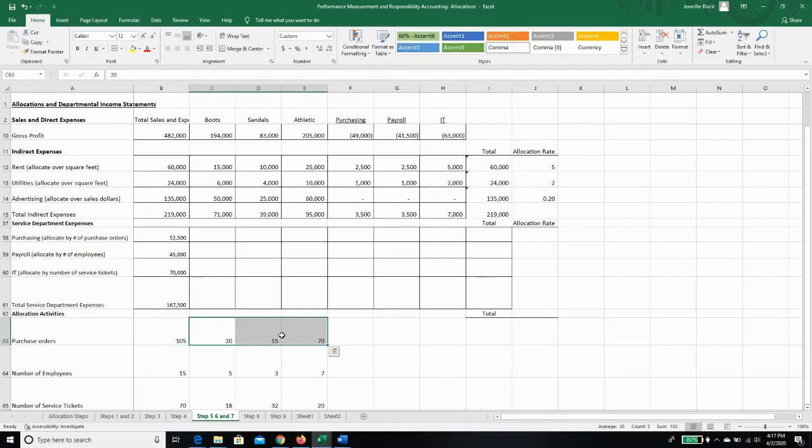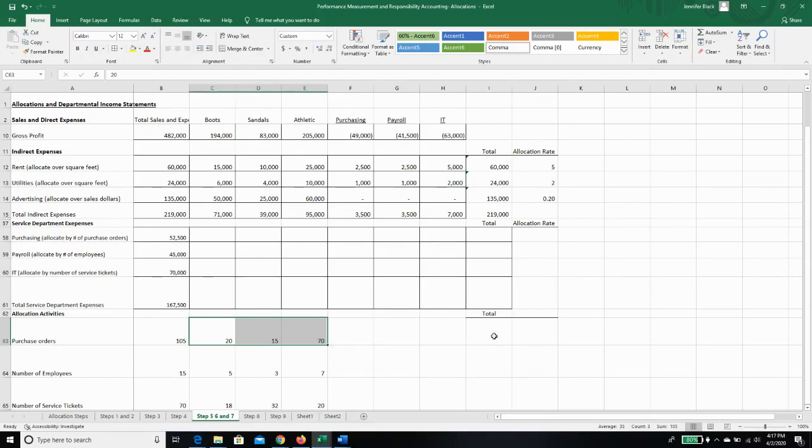these next steps, we're going to allocate all of our costs out of our service departments and put them into our profit centers. So we don't want to allocate anything back into purchasing, payroll, or IT, because then we just have to allocate it out again, and then we'd allocate it in again and out again, and that would really become not fun super, super quick.